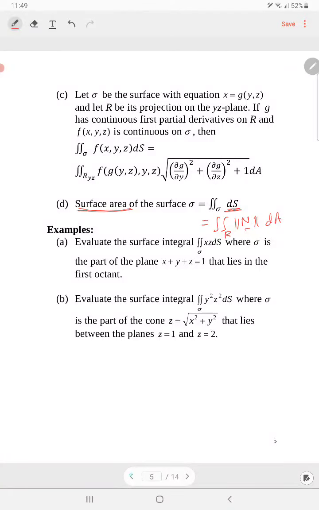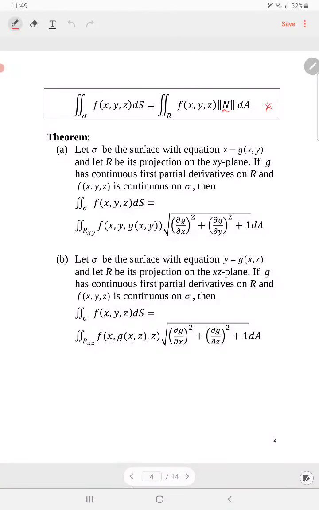So that is a surface integral over a scalar field. What you need to do is project your surface sigma onto a region, and ds here is the magnitude of normal vector dA.